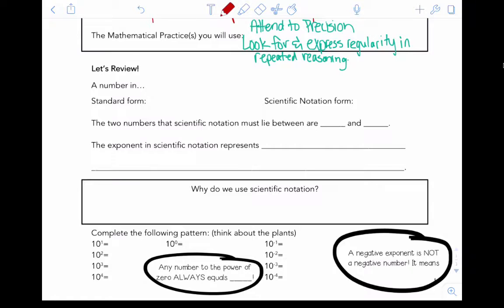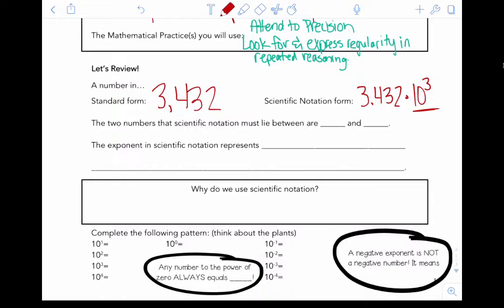First of all, a number in standard form would be just something like 3,432, for example. That's just a normal number that we're used to. However, that number in scientific notation would be 3.432 times 10 to the third. So what this is saying is, first of all, we have 10 to the third, which is 1,000.